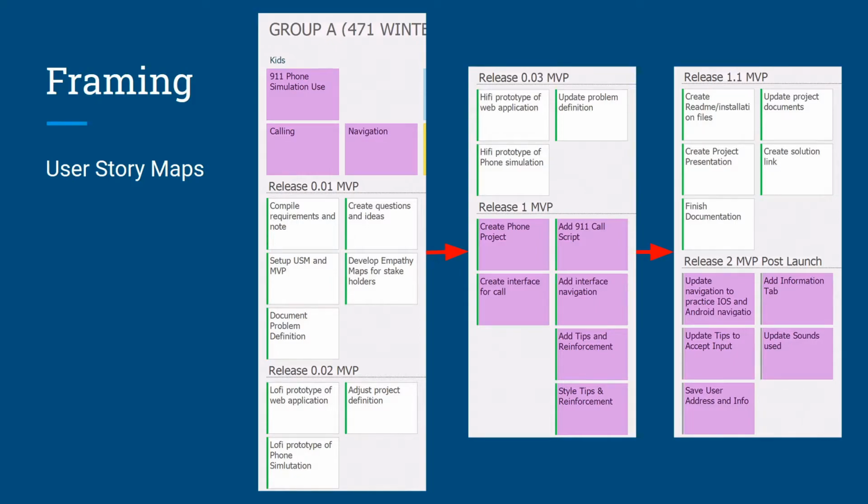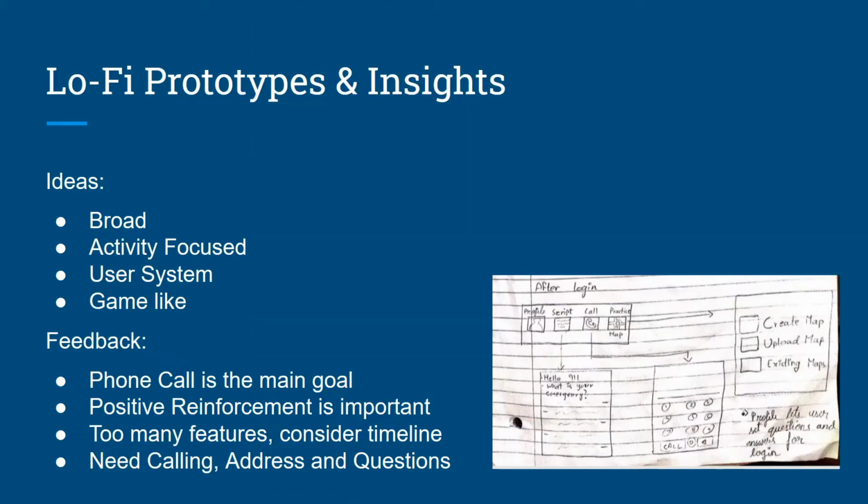We started with our requirements gathering, an initial problem definition, and continued on to lo-fi and then hi-fi designs, as shown in release 0.01 to 0.03. Our release 1 MVP is what we have designed and created and will demonstrate today. It is a simple phone interface with tips and reinforcement, and a script to help with the 911 call. We also generated ideas for future development, as seen in release 2, post-launch, such as updated feedback, saving of address, and user info.